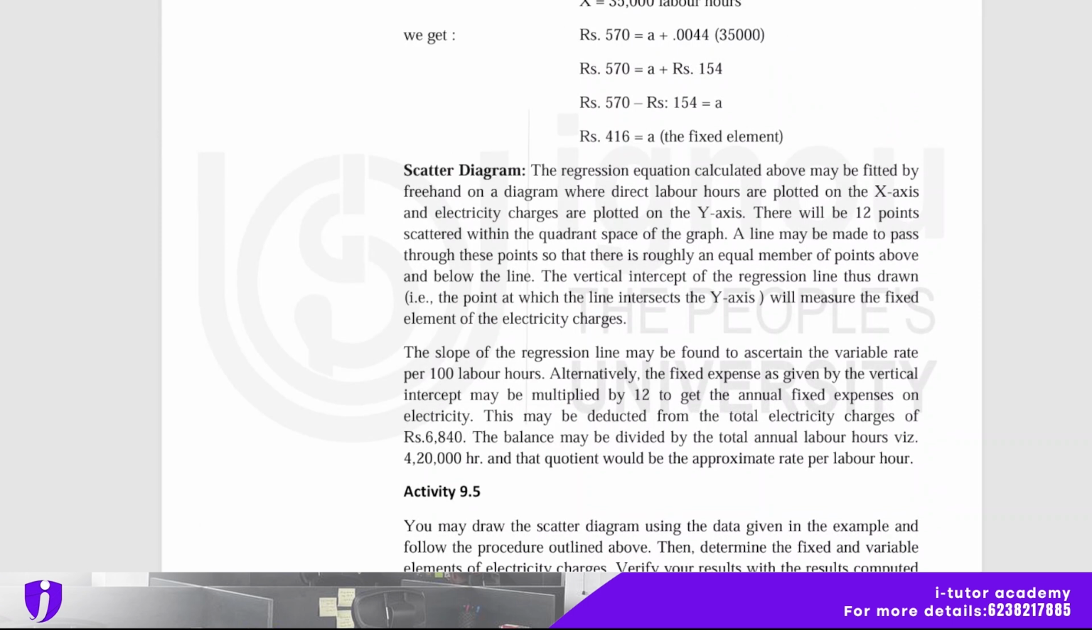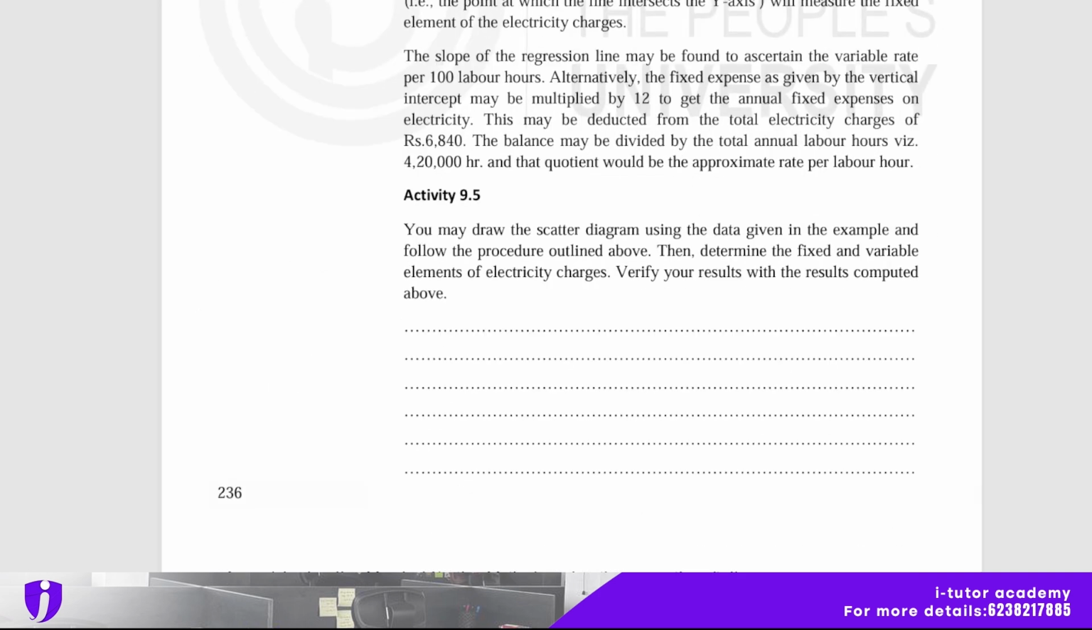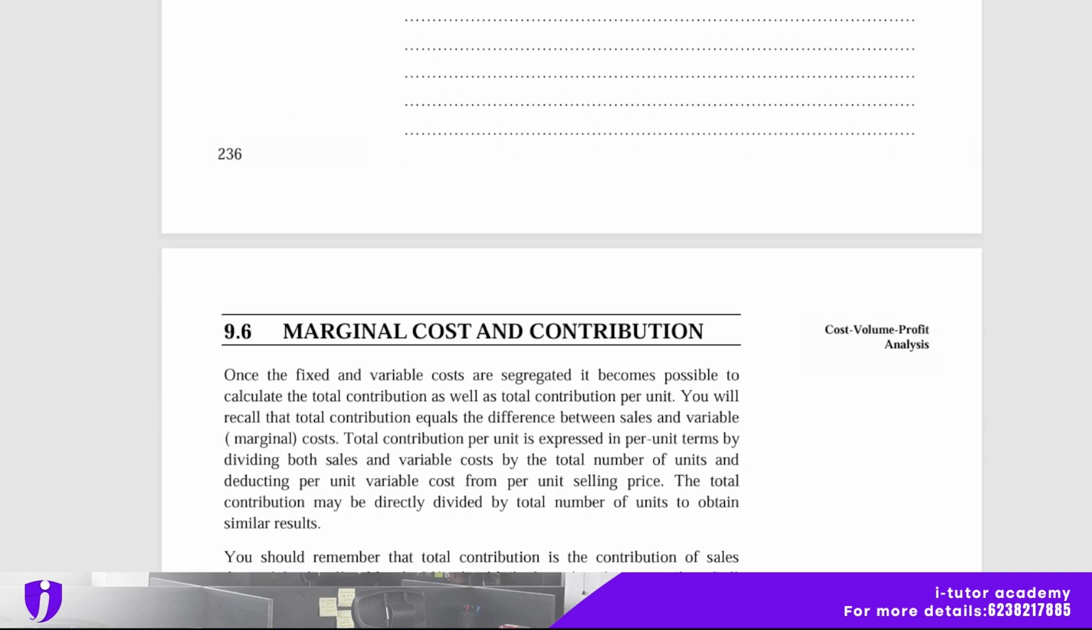The scatter diagram is also here, with an activity related to this, and the regression equation calculated above may be fitted by freehand on the diagram where direct labor hours are shown. This is based on the illustration section. So do the activity also, it will be more clear.